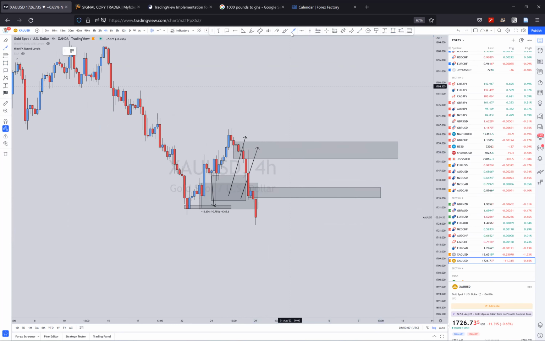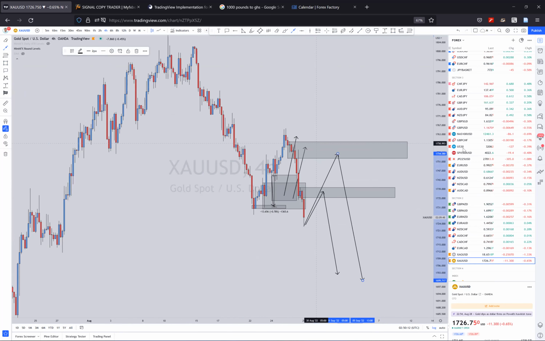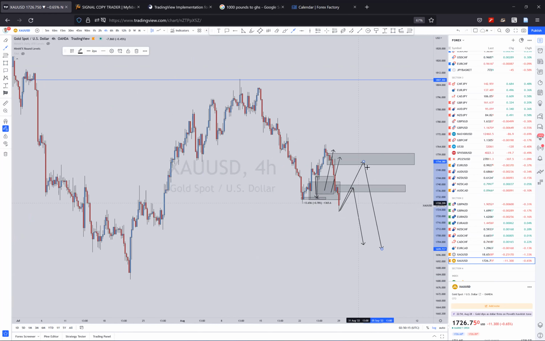Similar structure. Pull back and drop. Pull back and drop. So this level and that level are levels to keep an eye on. So short term, a buying opportunity either to this zone or that zone and then selling down, right, on gold.